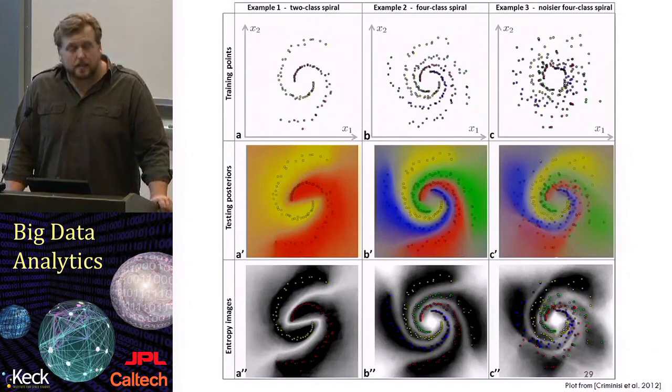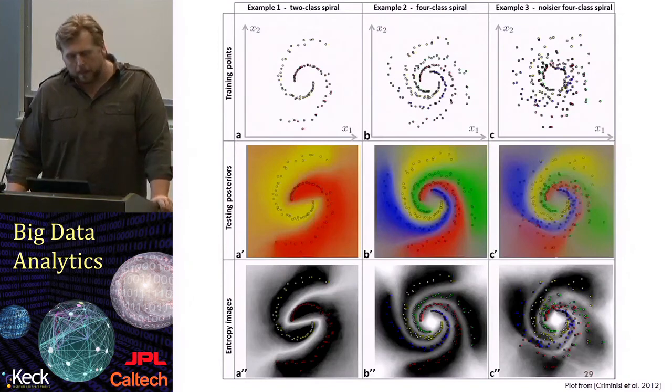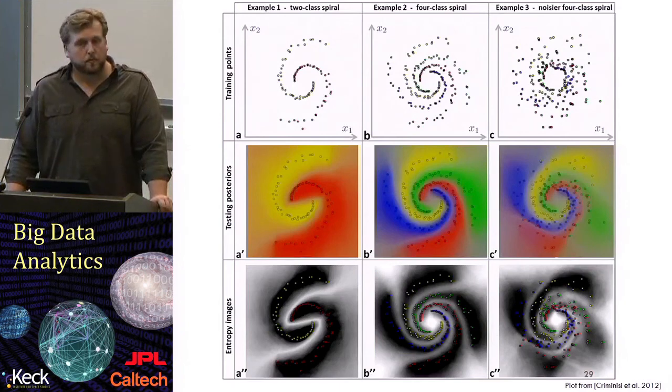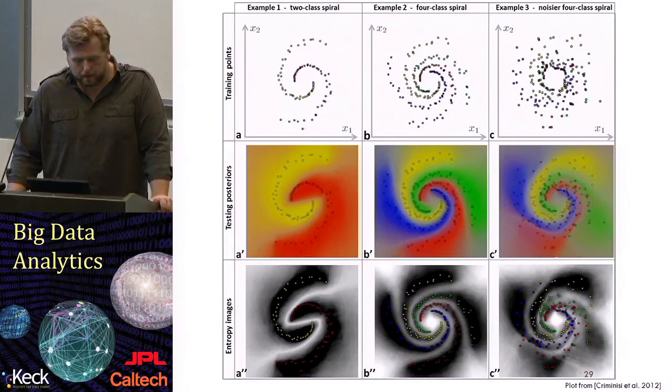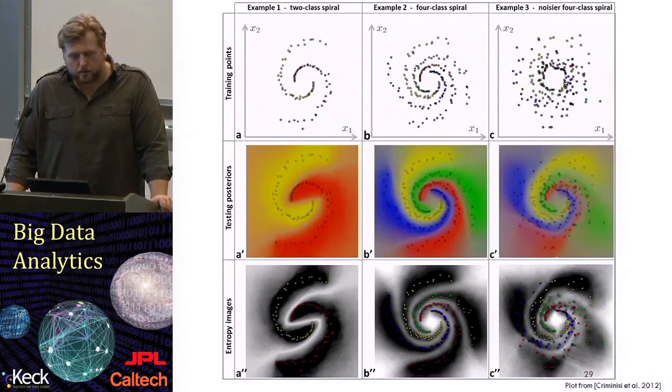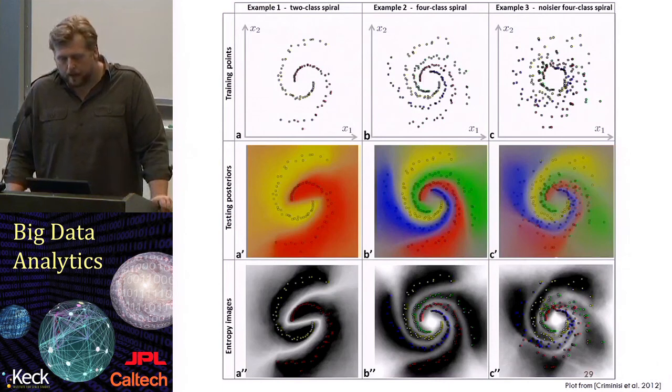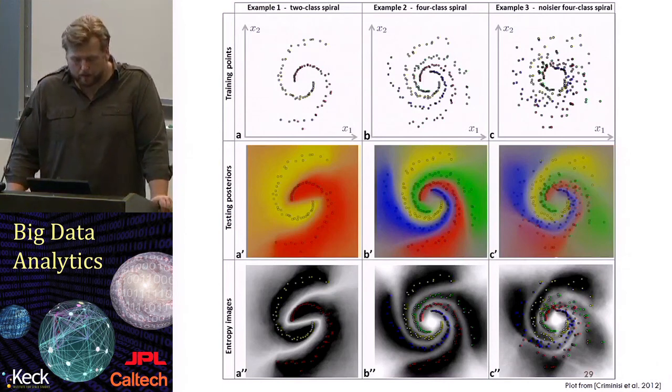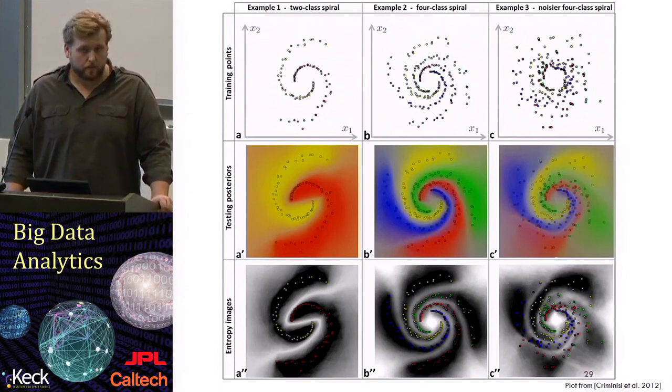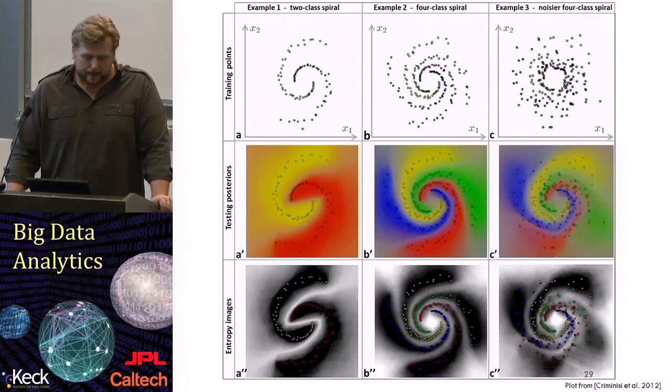So this is the last example for this module. Here we can see how random forests perform on more complicated examples. In the columns we have a 2-class problem at the beginning, then in the center a 4-class problem, and a noisy 4-class problem on the right. At the top you see the training input, that's what the random forest was trained on. And in the center you see the testing posteriors.